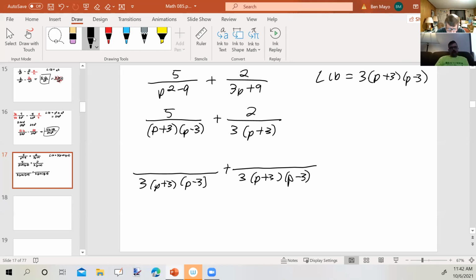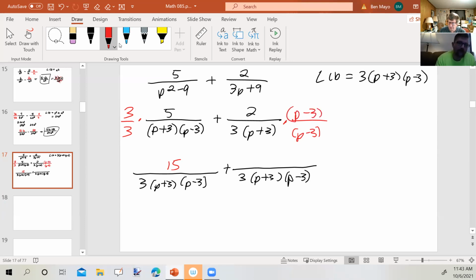This makes it obvious what's missing. To get from here to here, I need what in the denominator? I need a 3, which means I need a 3 in the numerator, and my new numerator becomes 3 times 5 or 15. Second fraction, what am I missing? P minus 3. So I need to multiply the numerator by p minus 3. So my new numerator becomes 2p minus 6. Any questions about that?